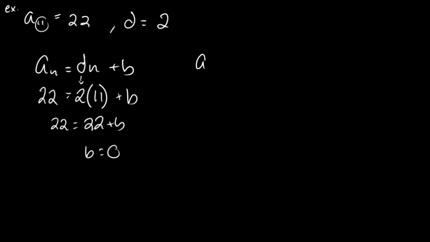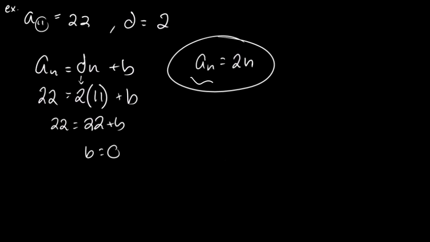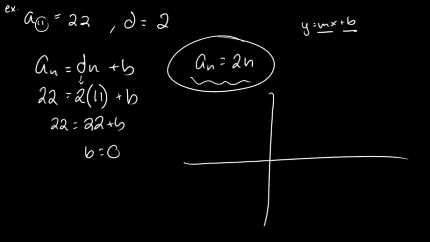So what is my a sub n? Well, since I found b, I put that in there. 2 times n plus b. This is my rule. So if it asks you for a rule, then you should give me something that looks like that. You should always give me something that looks like y equals mx plus b. There will be a slope, there might be a y-intercept. I'll talk about that y-intercept situation here.